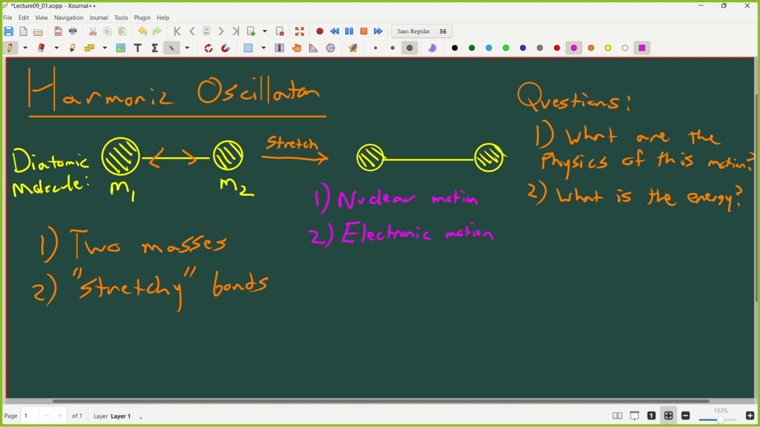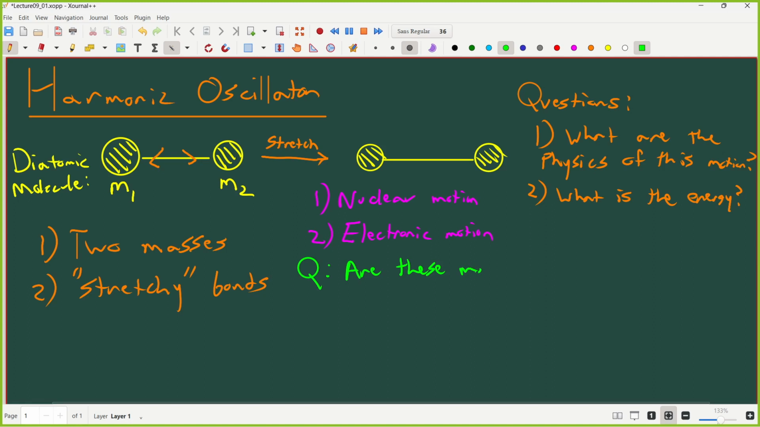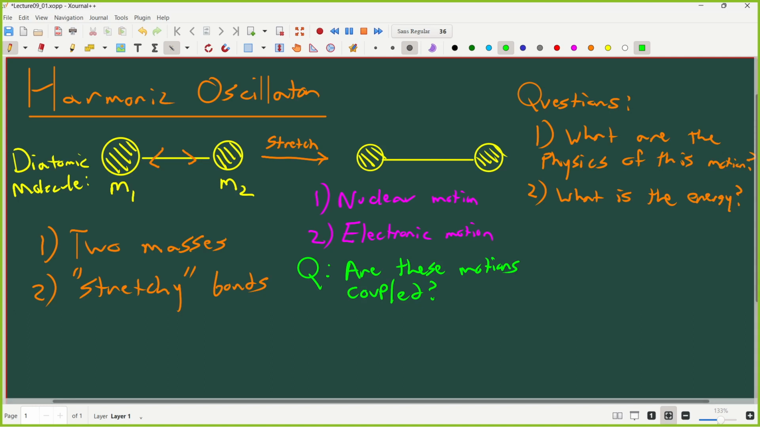And so we have to say, well, does that mean that in stretching our bond, we have to deal with both at the same time? So the question is, are these coupled? Does the nuclear motion affect the electronic motion? If I move the nuclei, does that really radically affect the electrons, or vice versa? So the operative question here is, are these motions coupled? Do they relate to each other? Because if they are, well, then we have to deal with them together. If we stretch the bond, then we have to consider how the electrons move and the nuclei move.